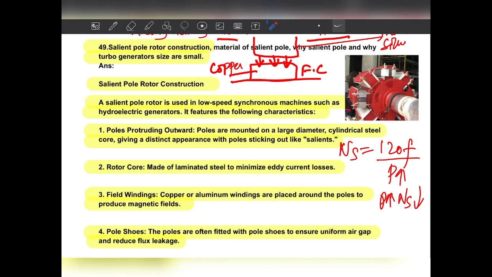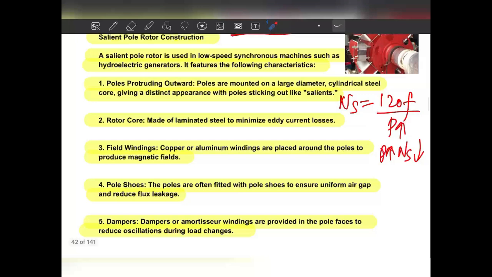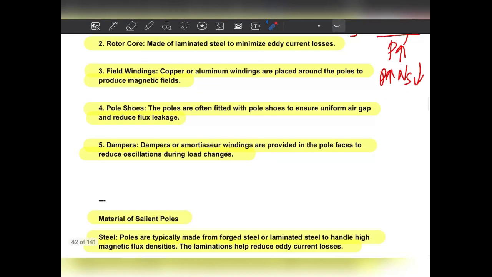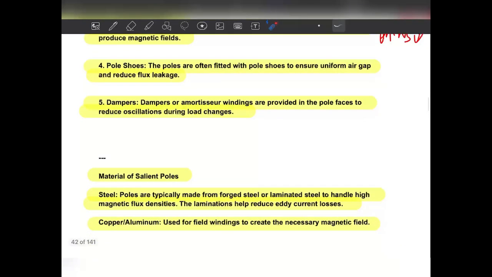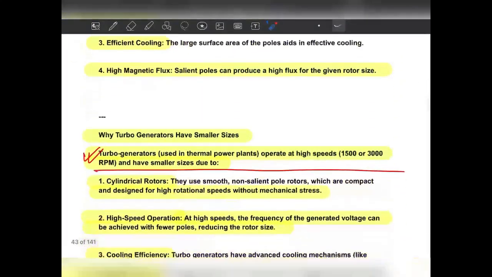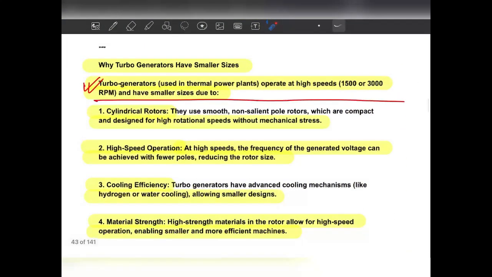The rotor core material is basically made of laminated steel. Field winding is basically made of copper, and aluminum winding is basically in the pole shoes. The pole shoes are fitted with the pole to ensure a uniform air gap and reduce flux leakage. Damper winding is also sometimes provided to reduce the oscillation. So you understand this one. I think move on to the other question.